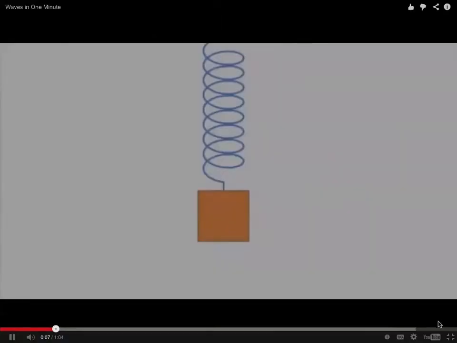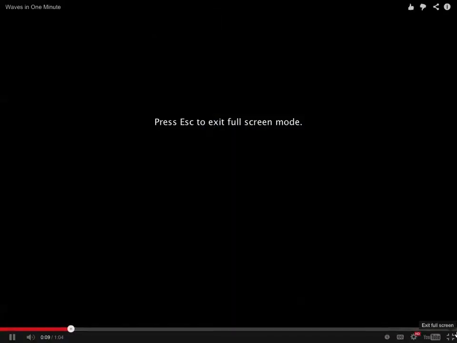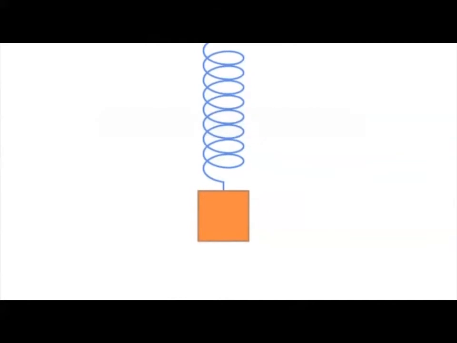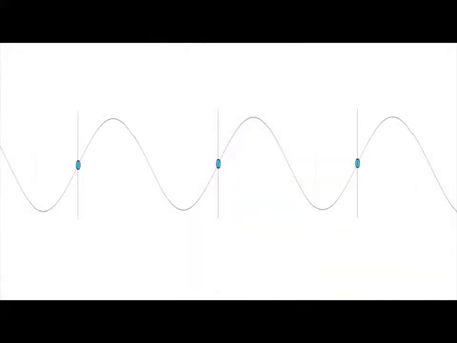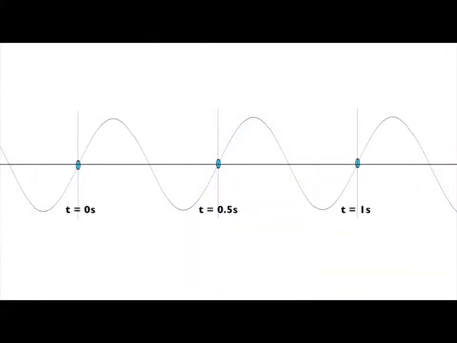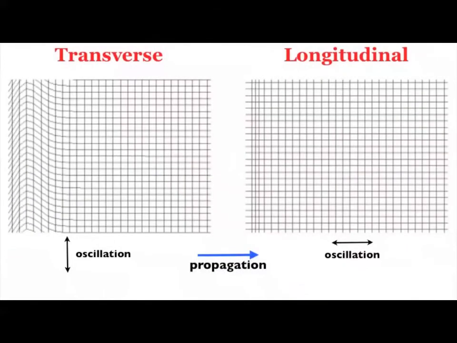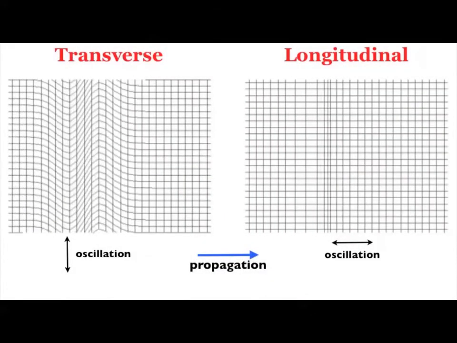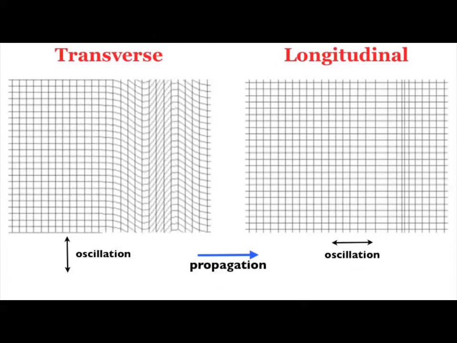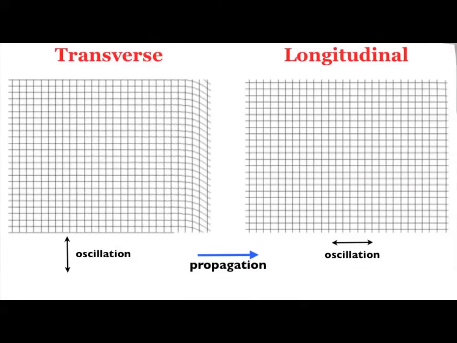A wave is a periodic disturbance in space and time. Waves, such as a sine wave, can be characterized by its frequency, which is an inverse time period, and amplitude. They generally propagate in two forms. Transverse waves oscillate perpendicular to the direction of propagation, while longitudinal waves oscillate parallel to this direction.